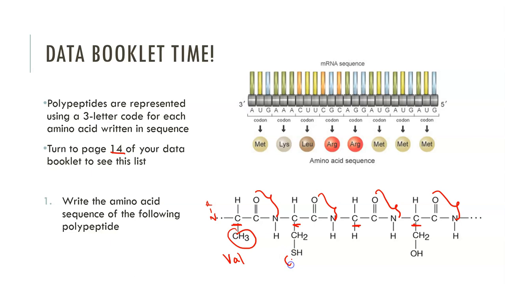CH2SH, this is going to be cysteine. CH2, this is our smallest amino acid, glycine. And then we have CH2OH, which is serine. So the sequence of the polypeptide would be valine, cysteine, glycine, and serine, or Val, Cys, Gly, Ser. Okay, and then we would just write those together using a capital letter for each of the new 3-letter codes.